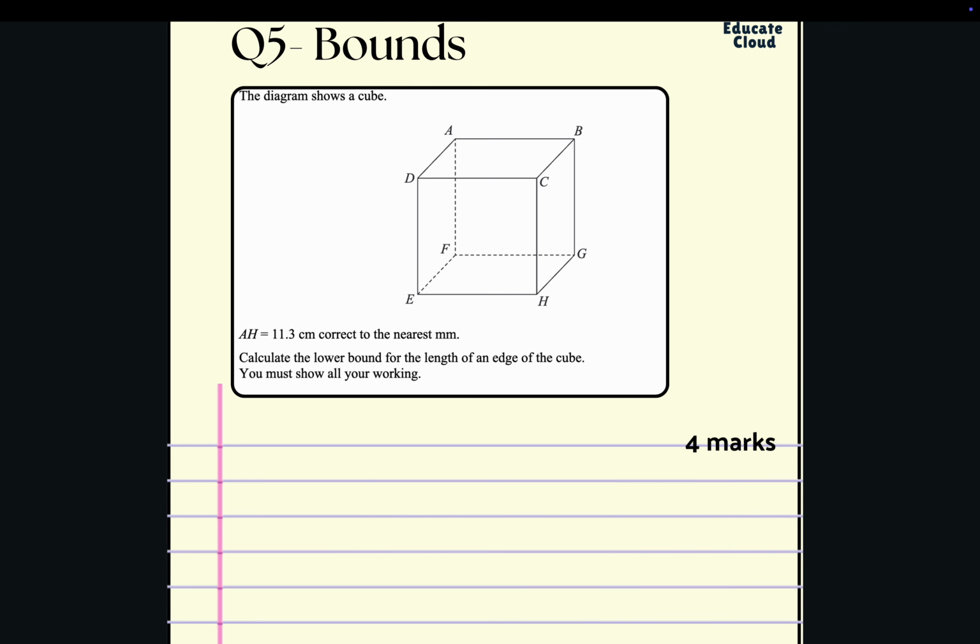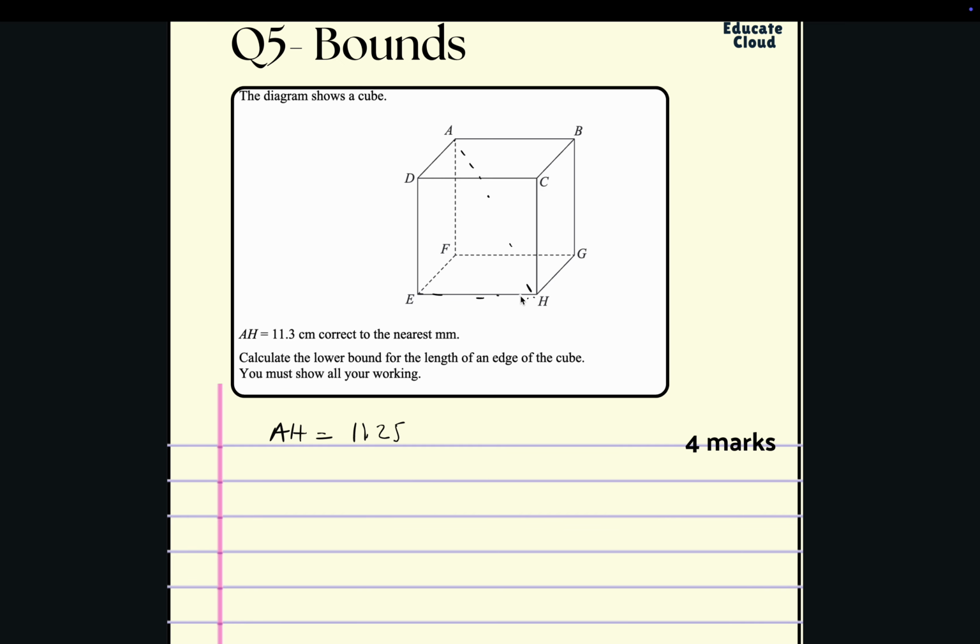Okay, this is a bounds question, and this is quite an easy one, so I'm going to go through it quite fast. You want to find the lower bound for the length of an edge of the cube, and you so far know that AH is 11.3. Okay, so the lower bound of AH, because it's correct to the nearest millimeter, is 11.25. But you want like this.